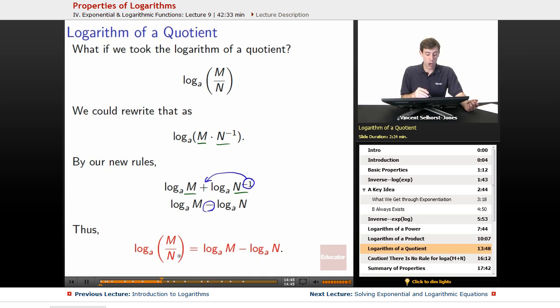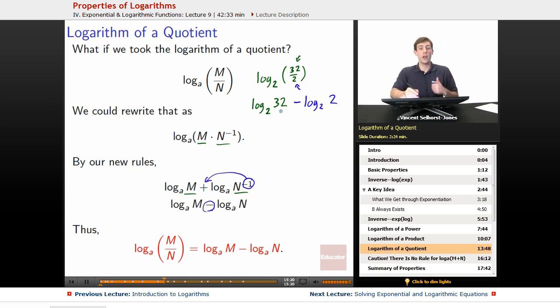Thus, log a of M over N is equal to log a of M minus log a of N. So a quotient becomes a difference. The logarithm of a quotient becomes the difference of the two logarithms. Let's look at an example to help clarify this one as well. So if we look at log base 2 of 32 over 2, well, we could write that by our new rules as log base 2 of 32, the part on the top, and then the part on the bottom is 2, so minus log base 2 of 2.